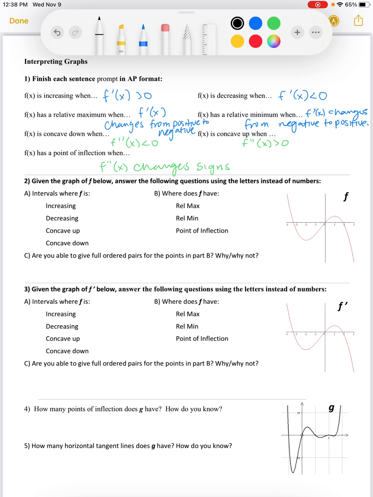Now, for number 2, we're going to actually answer with the numbers here. The directions say to answer the following questions with letters instead of numbers, but there are no letters on there, so I forgot to change the directions. Let's go intervals of increasing and decreasing.